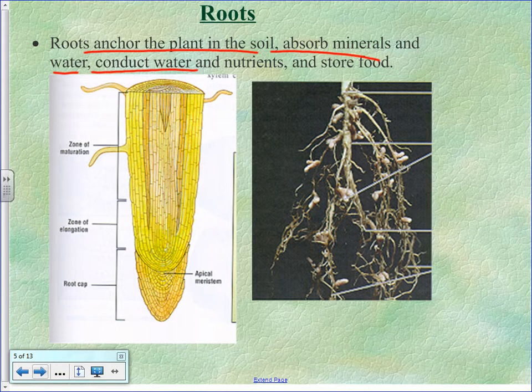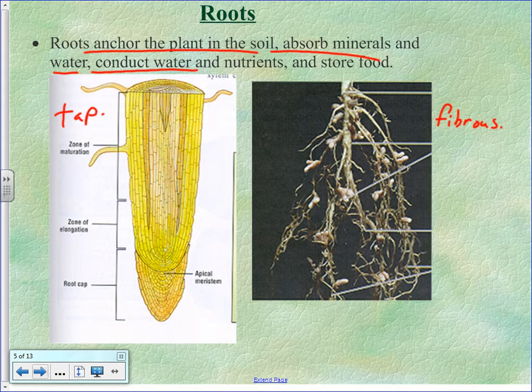Now, there are also two kinds of roots. You've got this type of root known as a taproot, and you've got this type of root here that spreads all over the place, known as a fibrous root. Dandelions have a taproot. Canada thistle has a taproot. If you ever tried to yank those out of the ground and a big long thing comes out with it, that's a taproot. Now, what type of root does a big tree usually have?